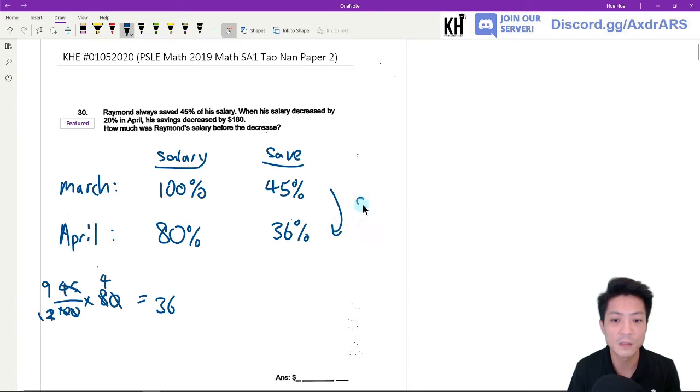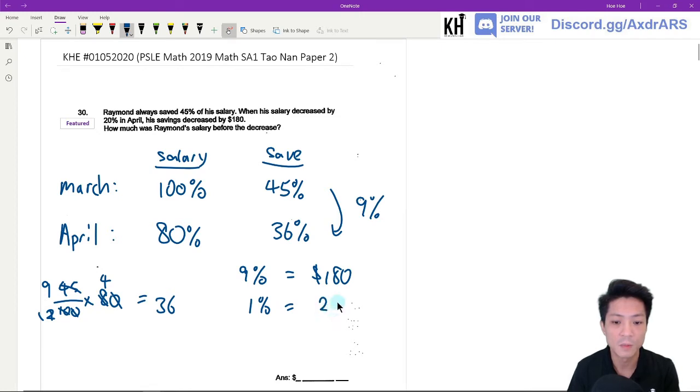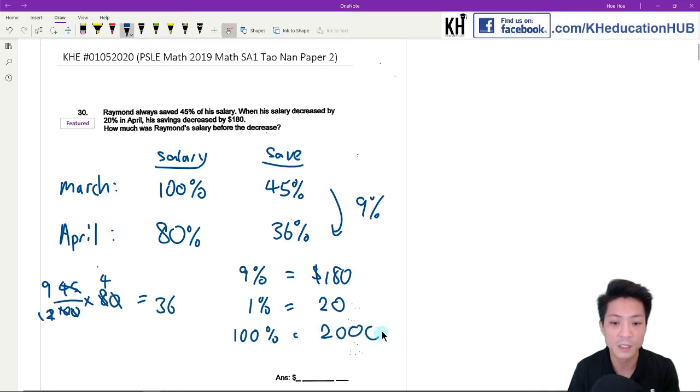Okay, notice that there's a decrease of 9%, which means that 9% of his salary is equal to $180. How much was Raymond's salary before the decrease, which means that I need to find 100%. 1% is 20, and 100% is $2,000.